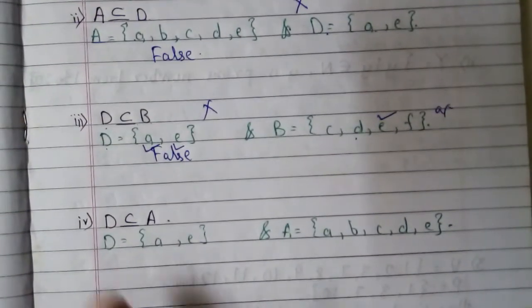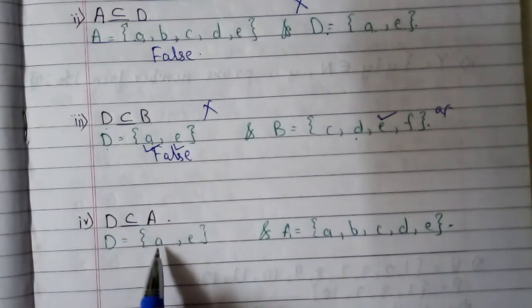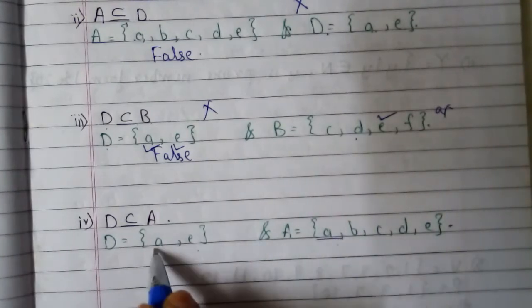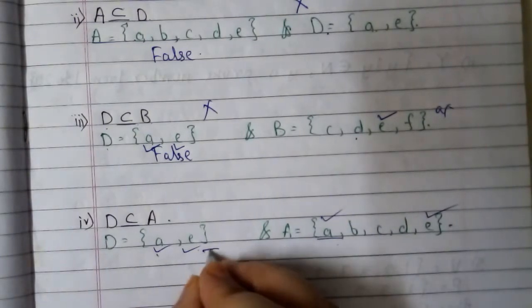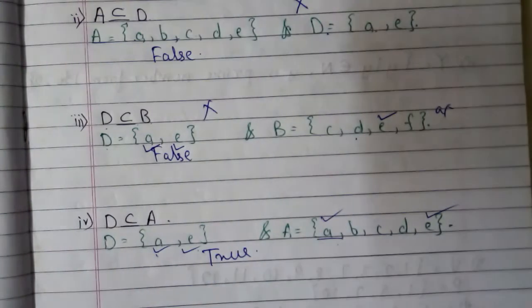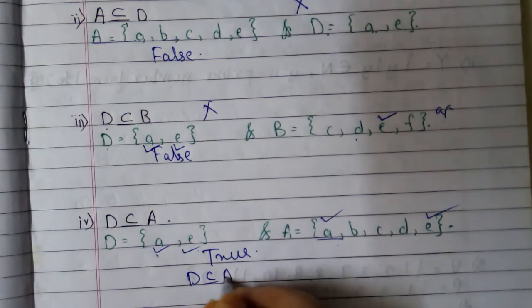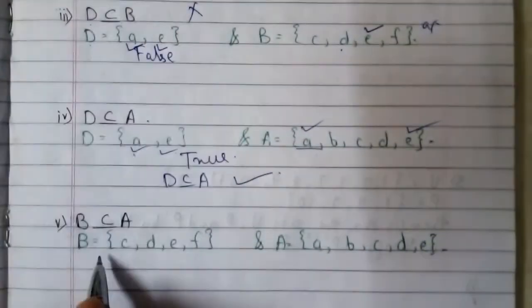Alright, so 4 is D is a subset of A. That means the elements A and E will be present in this set or not. So A and E, A is there, E is there. So this is true. That means D is a subset of A. This is true.